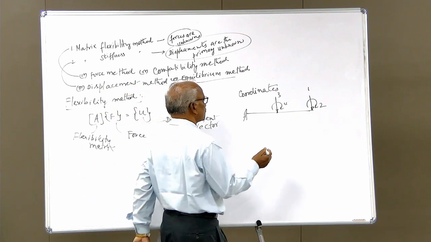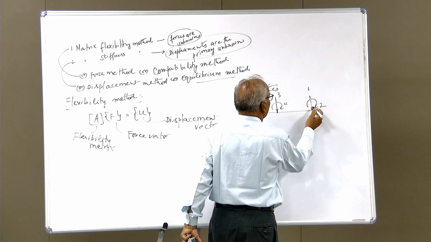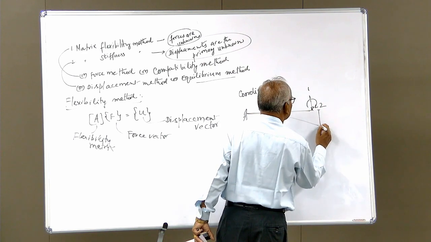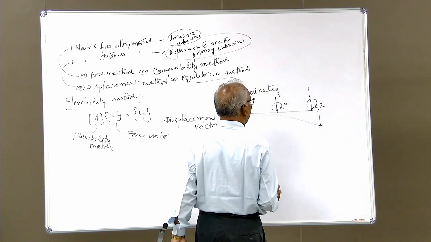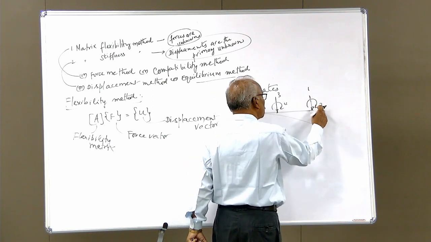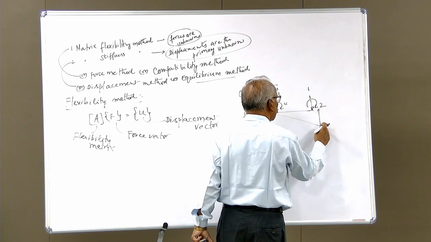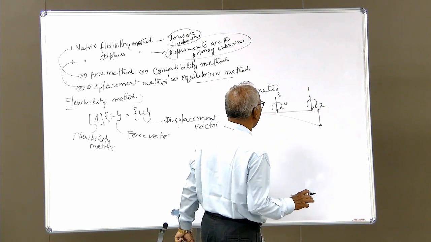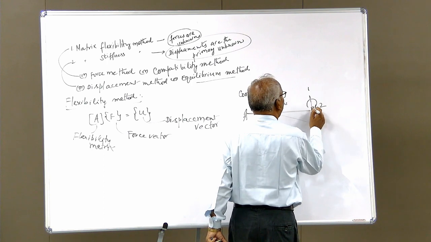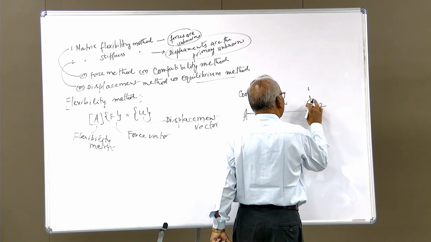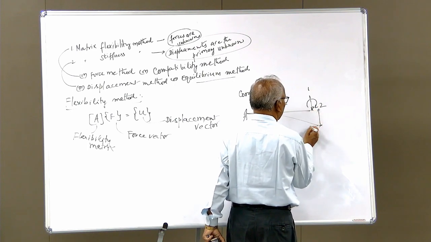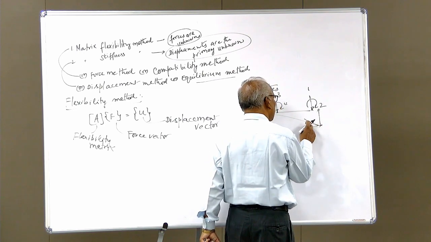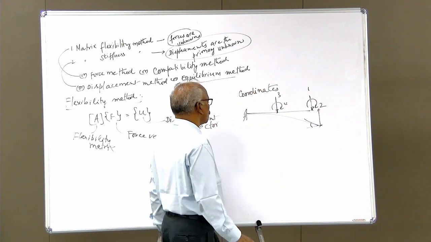Right. Now, along coordinate 1, you may be interested in applying a force and you want to measure the displacement. Or you may be interested in applying a known displacement along this direction and finding out what is the force causing that displacement. Similarly, for coordinate number 2, you may be interested in applying a moment and finding out the corresponding rotation, or applying a known displacement and finding out the corresponding force. So that is about the coordinates.